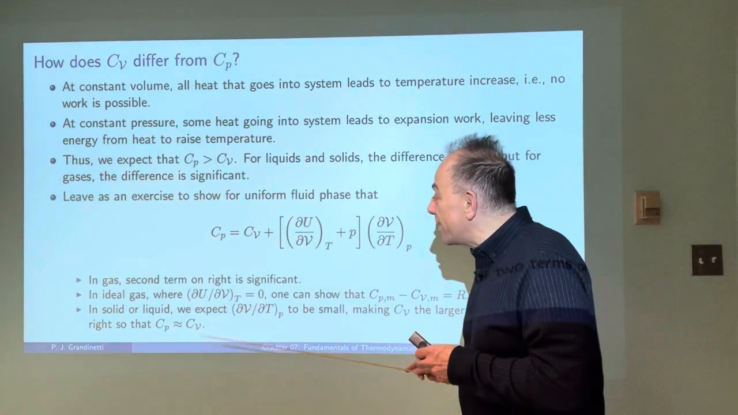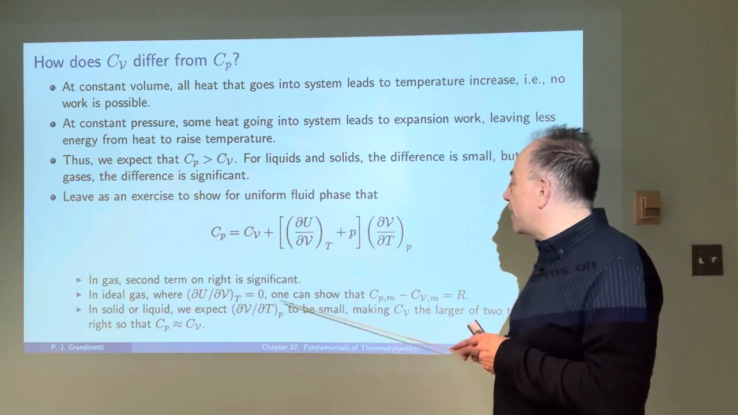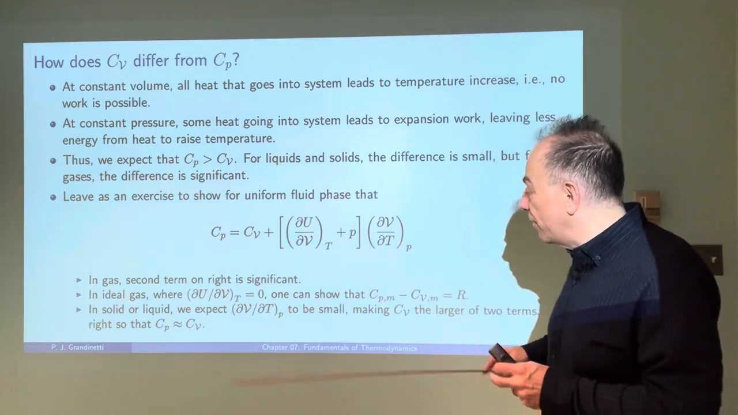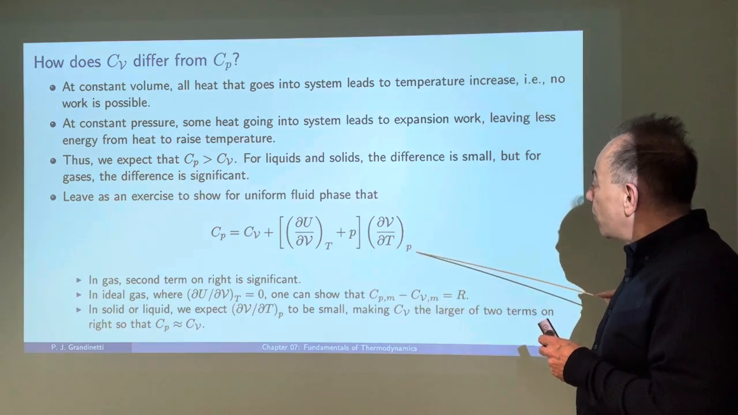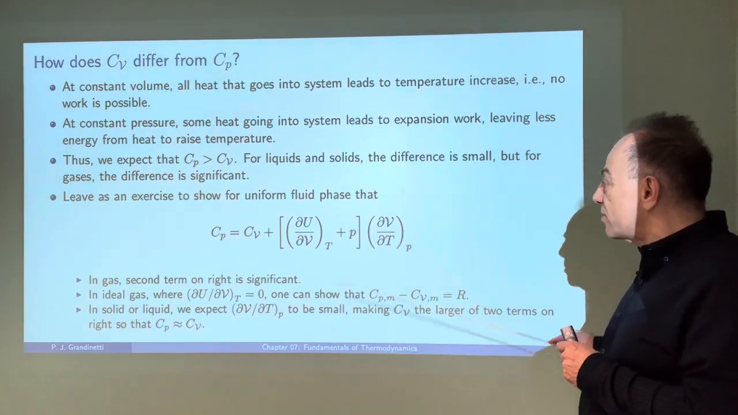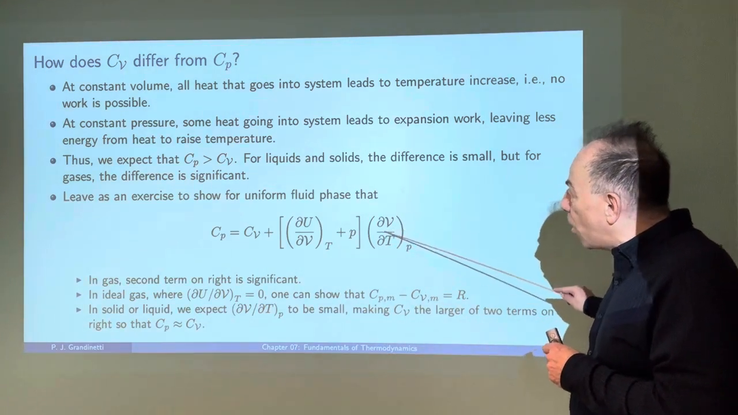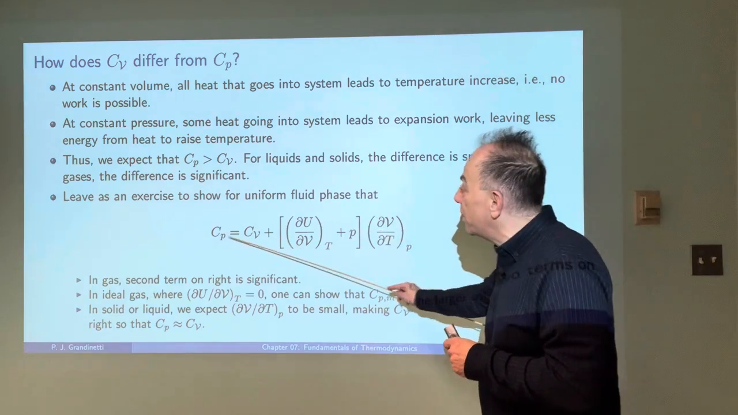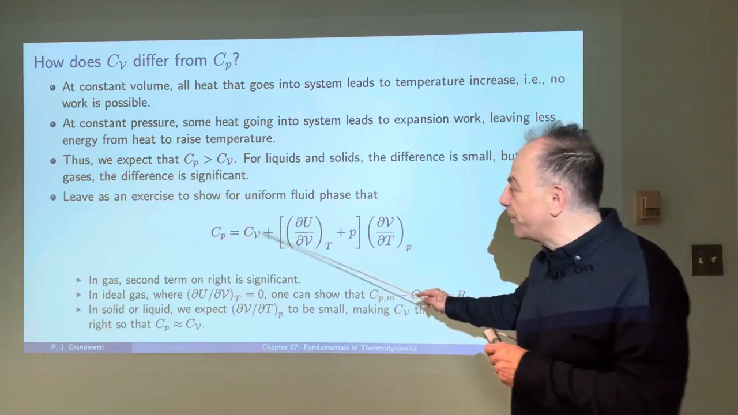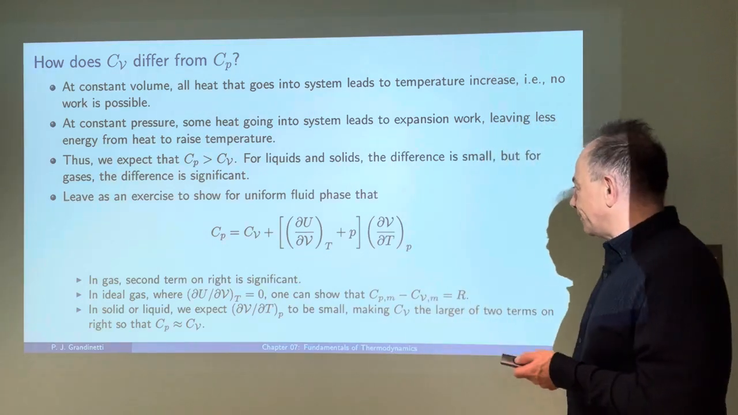But in solids and liquids, what we find is that there isn't a big change in the volume with temperature. So this term here, the dV/dT at constant pressure, is not that big for solids and liquids. So that makes this term really small. Multiplying by this term means this whole thing is not a big contribution. So CP is approximately equal to CV in this case.